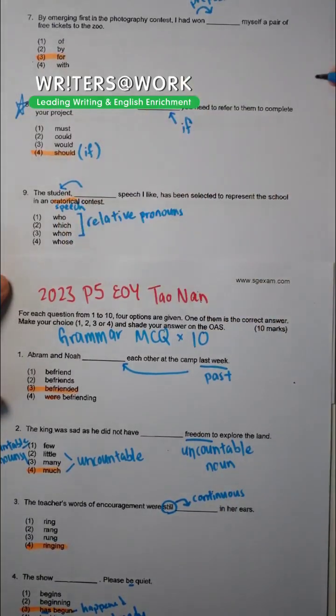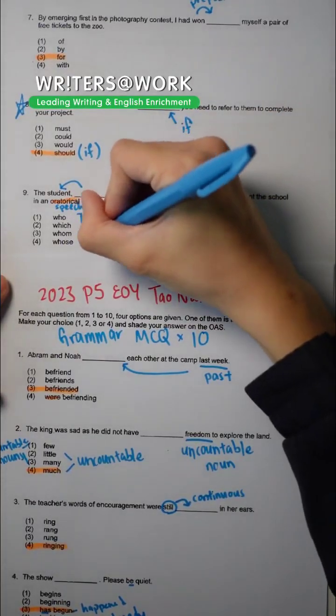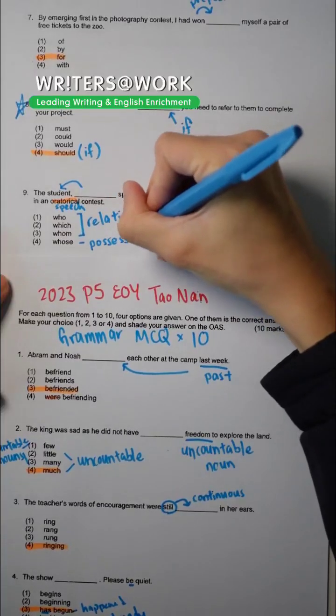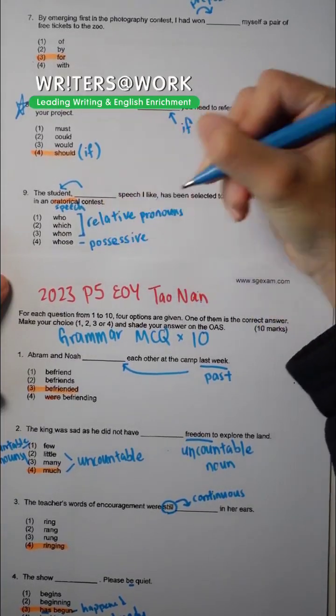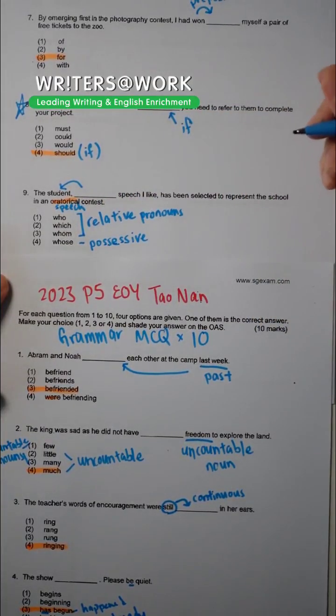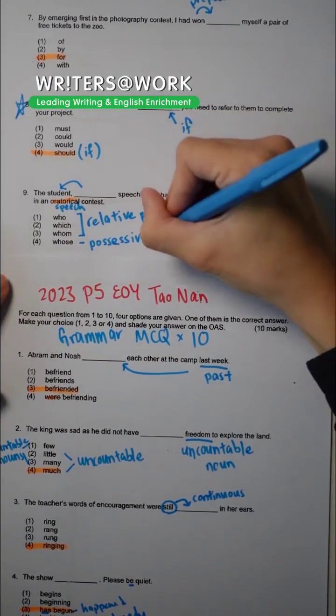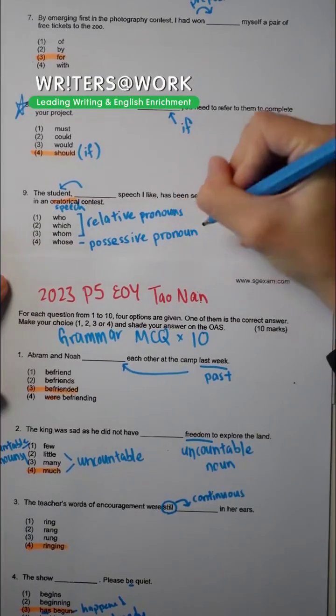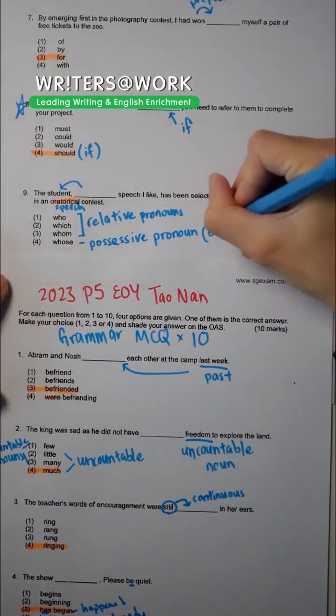Okay. However, whose is different. Whose refers to a possessive pronoun. What is a possessive pronoun? You think about the root word possess, right? To possess is to take over. Okay. So possessive pronouns are used to indicate ownership. Who is the owner? Who is the one that carries out this action here?